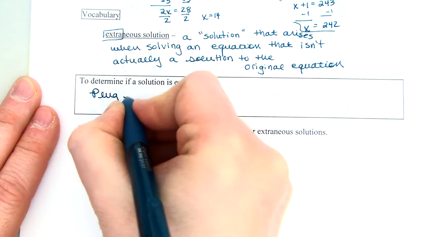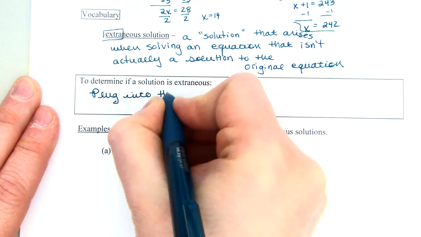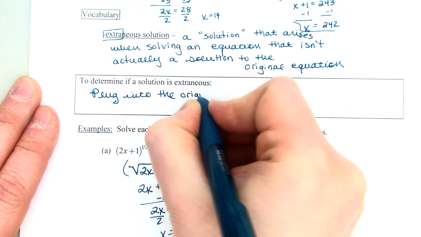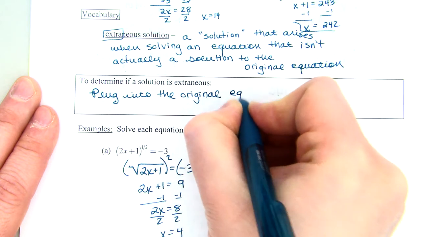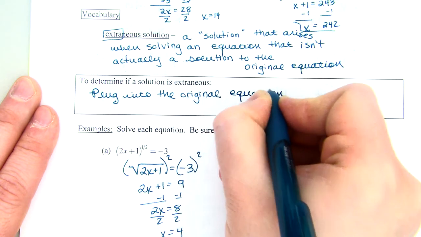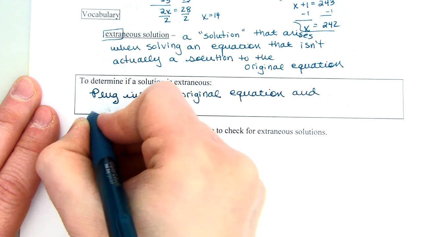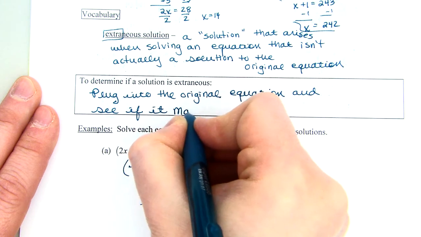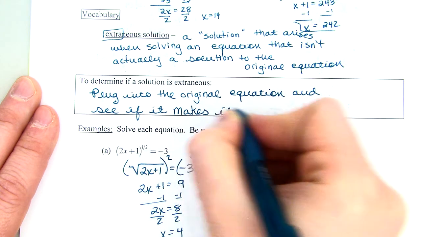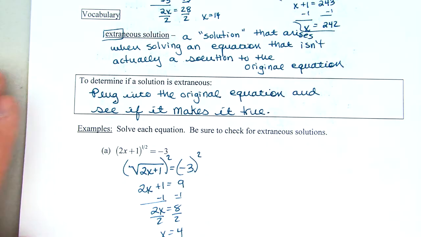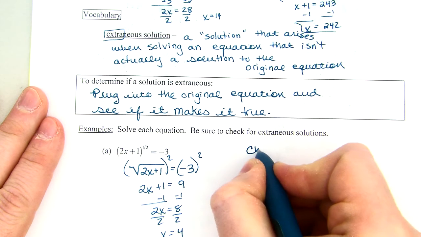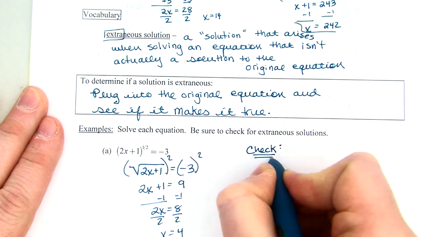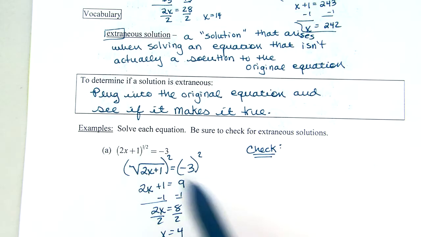We are going to plug into the original equation before we start doing any squaring or anything like that, and see if it makes it true. I'm going to actually write out my plugging in check work over here. Doesn't matter that the original had a 1/2. I can still just use a square root.